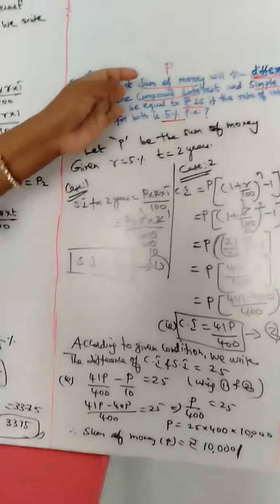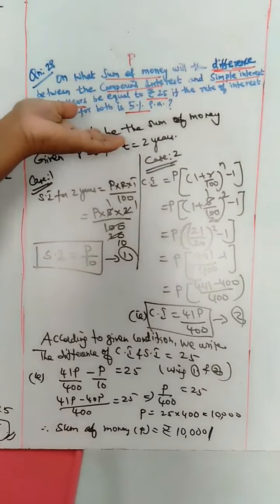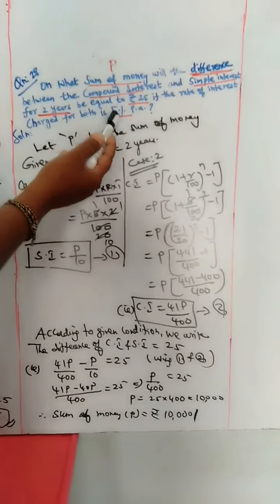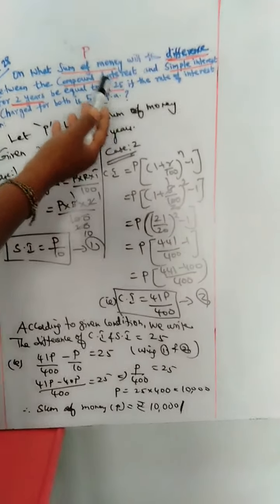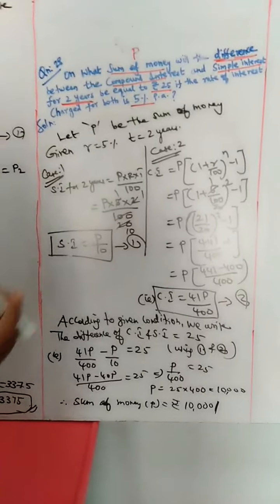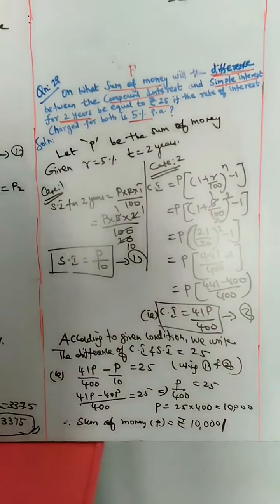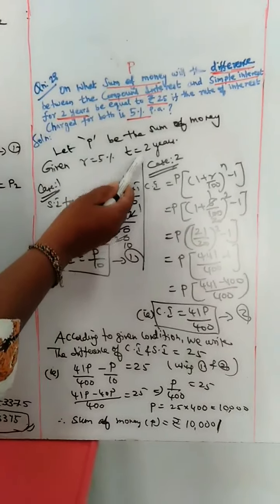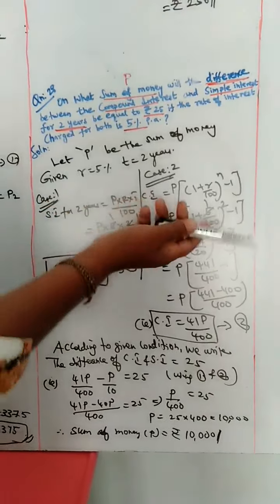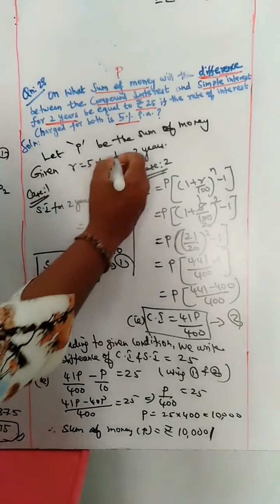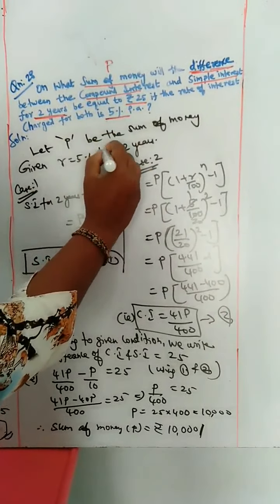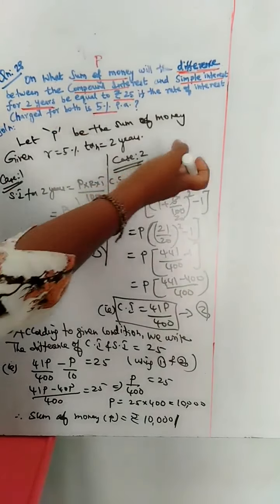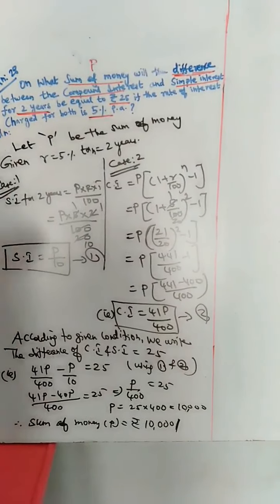Let me once again explain this one. The question here is, what sum of money? Sum of money we are supposed to find. The difference between compound and simple interest is given. The time period is 2 years, rate of interest is 5%, and the difference of both CI and SI is 25. We don't know the principal, so let P be the sum of money, and given R and T, which is 5%. T and N are both the same: for the simple interest formula we use T, and for the compound interest formula we use N. That is the time period, number of years.